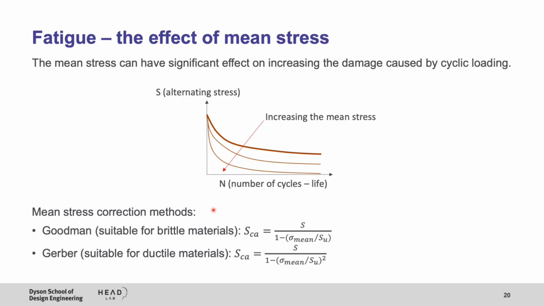So here I have shown 2 methods. One is the Goodman method, which is usually used for brittle materials, and we can find the corrected alternating stress by using this equation. SU is the ultimate strength, and S is the alternating stress from this equation. The other method is called Gerber, and this is suitable for ductile materials, and the equation used for Gerber is this.